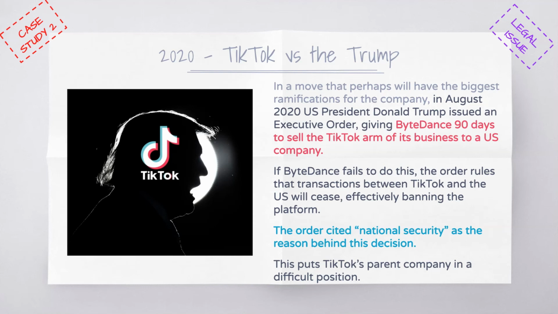In August 2020, the United States President Donald Trump issued an executive order giving ByteDance 90 days to sell TikTok to a United States company. If ByteDance fails to do this, the order rules that transactions between TikTok and the US will cease, effectively banning the platform because TikTok couldn't be hosted on the App Store of American companies like Apple or Google. Trump made it really clear the reasons behind this executive order, citing national security as the rationale behind the decision.